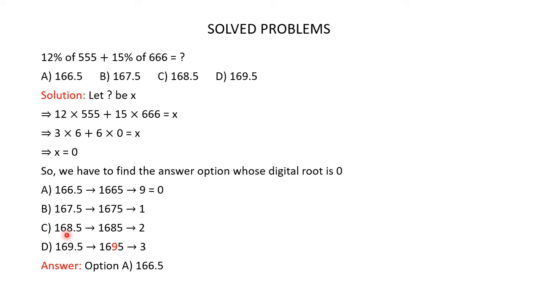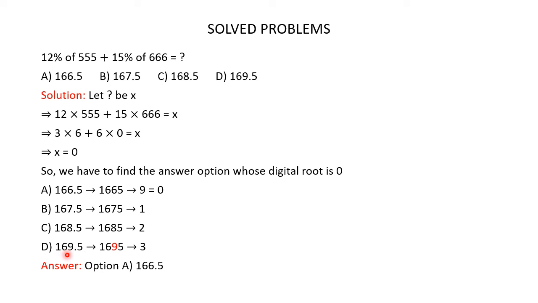Option C is 168.5. Ignoring the decimal point, you have the number 1685. 1 plus 6 is 7, 7 plus 8 is 15, 15 plus 5 is 20 and 2 plus 0 is 2. So 2 is the digital root here.